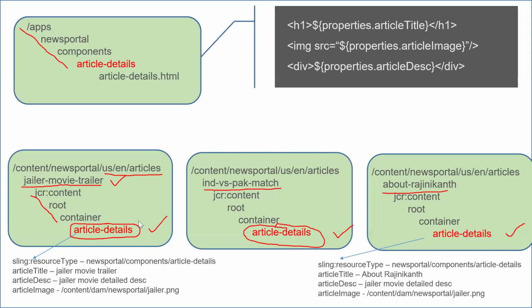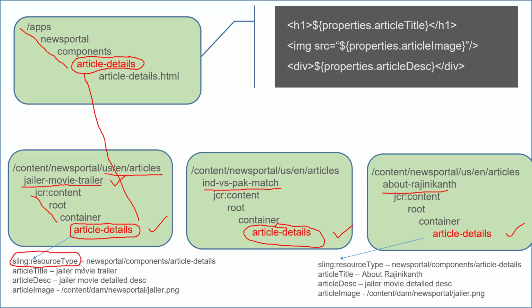This content node will connect with these components by using the sling resource type property. So don't get confused between content node and component. Components are available under apps, news portal component. This is the component. Component node type is cq:Component. And this is the content node. This content node will generate whenever you drag and drop the article detail component into pages, and content nodes always connect with the component by using the sling resource type property.